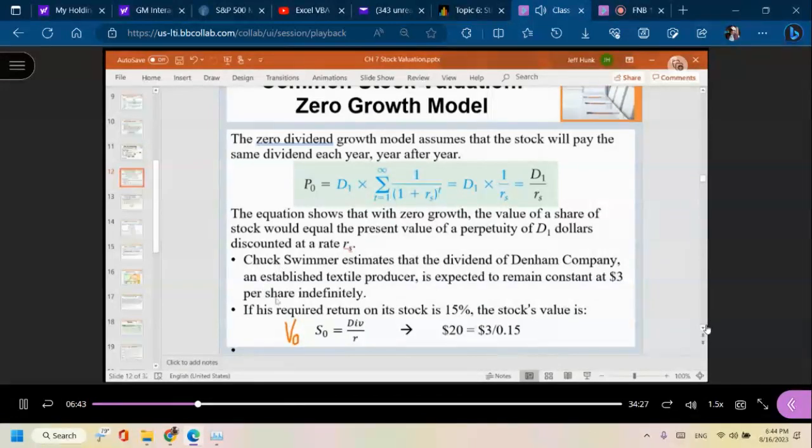Chuck Swimmer estimates that the dividend of Denim Company, an established textile producer, is expected to remain constant at $3 per share indefinitely. So if his required return, in other words, that's R or K, right? Cost of equity, which is also required return, right? Is 15%, right?